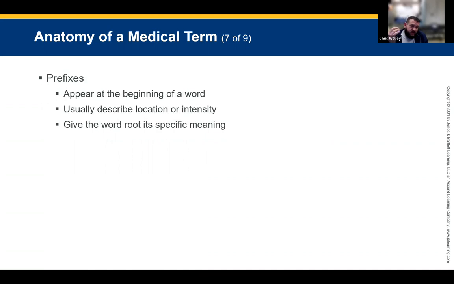A prefix is the part of a term that appears at the beginning. We know that from being in school, even in grade school, where they taught us prefixes, suffixes, vowels, nouns, adverbs, adjectives. I'm sure I've missed something, but who's judging? Prefixes usually describe the location and intensity of what's going on. A prefix gives the word root its specific meaning. By learning commonly used medical prefixes, you can also figure out the meaning of terms that may or may not be familiar to you.